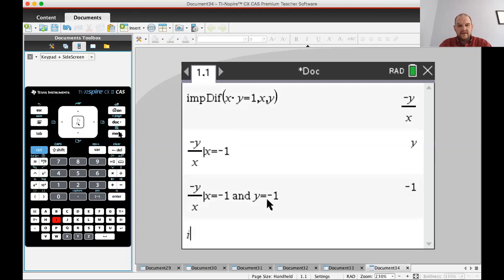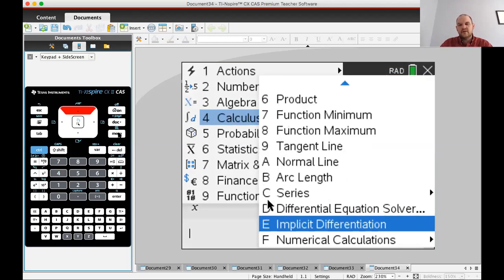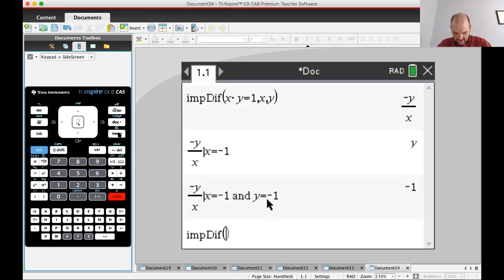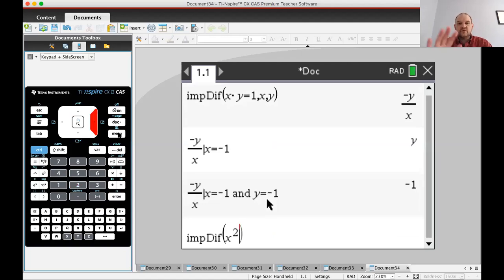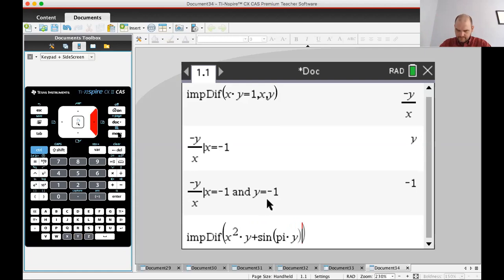So imp diff, right, menu, option 4, press up, implicit. Okay, x squared. When you multiply two variables, it is not optional to put the multiplication sign. Like when I did the first one, I did x times y. I couldn't just type xy because then the calculator thinks xy is a variable, and it's not in this case. This multiplication I actually don't need because the exponent makes it very clear to the calculator what's going on. Safer to put it though. Plus sine of pi times y equals 4. X is independent, y is dependent.